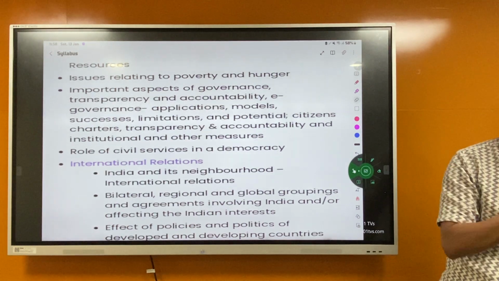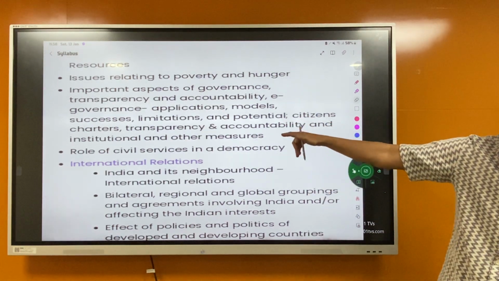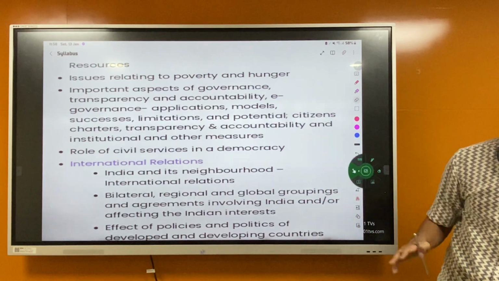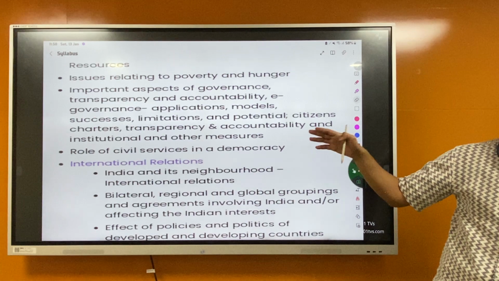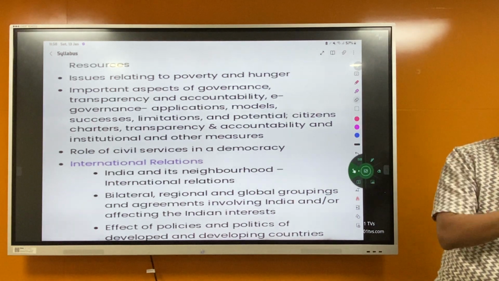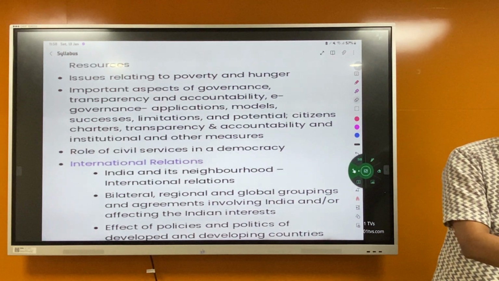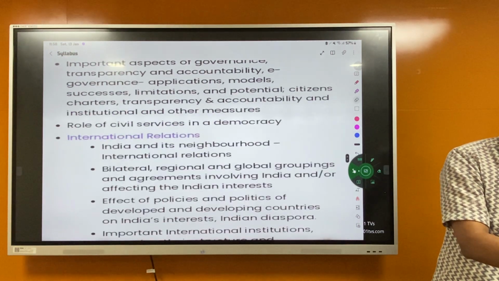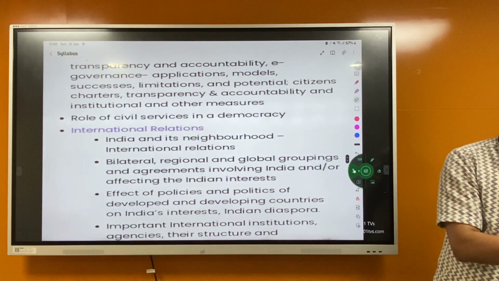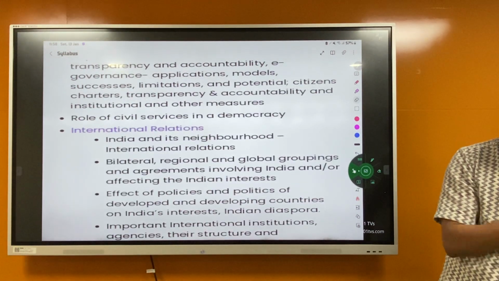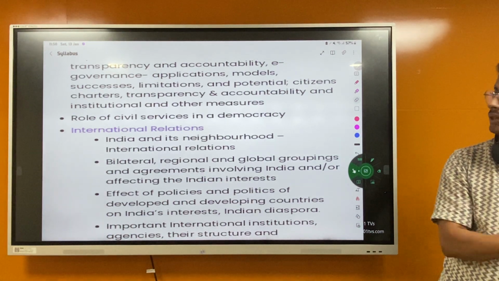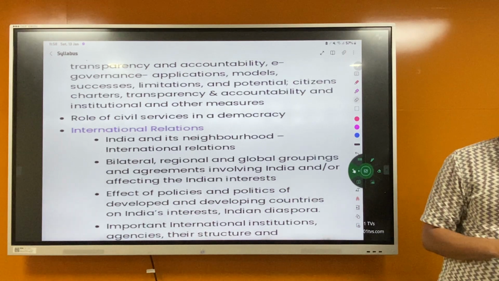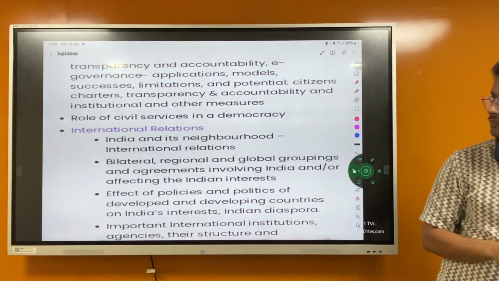So GS4 is ethics. Ethics has this topic. Again, you'll read it there again. So this is an overlapping subject. So if you read here, it becomes easier for you to read there. Okay. Again, the role of civil services in a democracy. This topic also repeats in ethics, and this is what we are doing if you want to get into the administration. Okay.